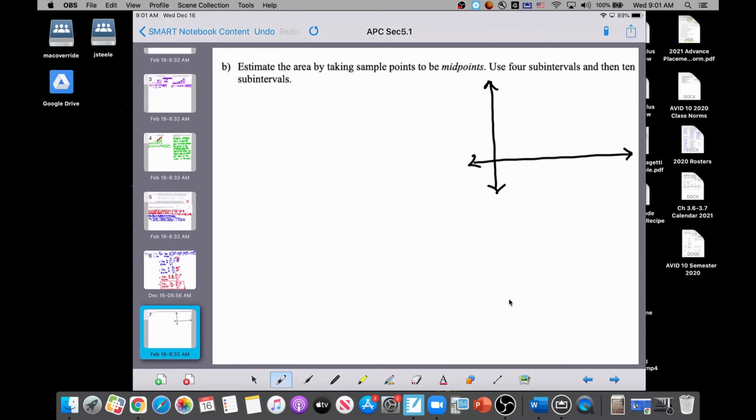So here's my curve. Looks something like this. Here's x equals 0. Here's x equals 2. Okay? So if we're going to use midpoints and we're going to use 4 subintervals first.